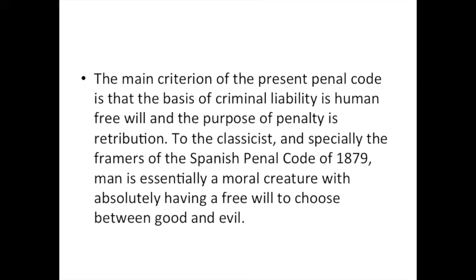Then later on, nag-evolve, na-influence din ng neoclassical theory, which is may consideration yung mga tao na gumawa ng crime kasi wala silang free will, tulad ng mga bata at saka yung mga baliw. So, may consideration na justification.